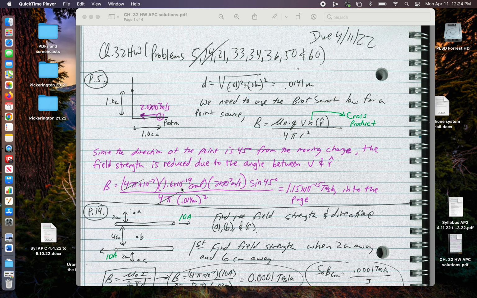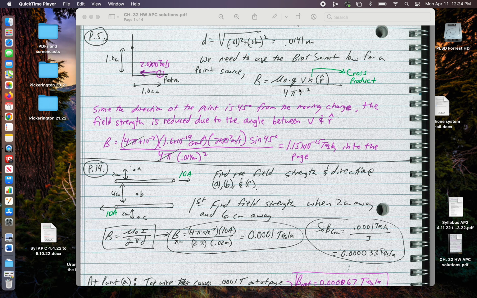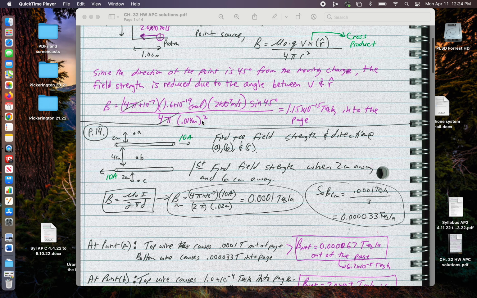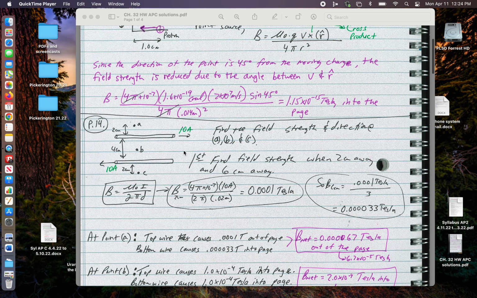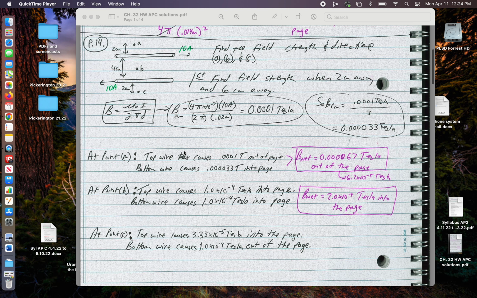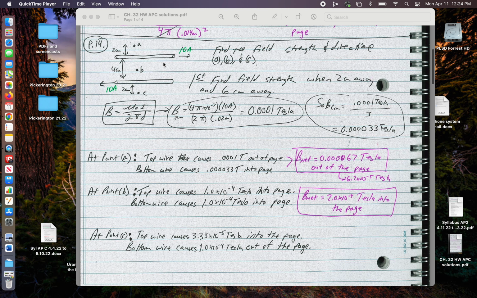Charge is a proton, so that's the charge on a proton or electron. The distance I had to get using the Pythagorean theorem: if this is 1 centimeter and that's 1 centimeter, the overall distance is 1.41 centimeters, which converts to 0.0141 meters. So I end up getting 1.15 times 10 to the negative 15th Tesla, and that would be into the page at this point.